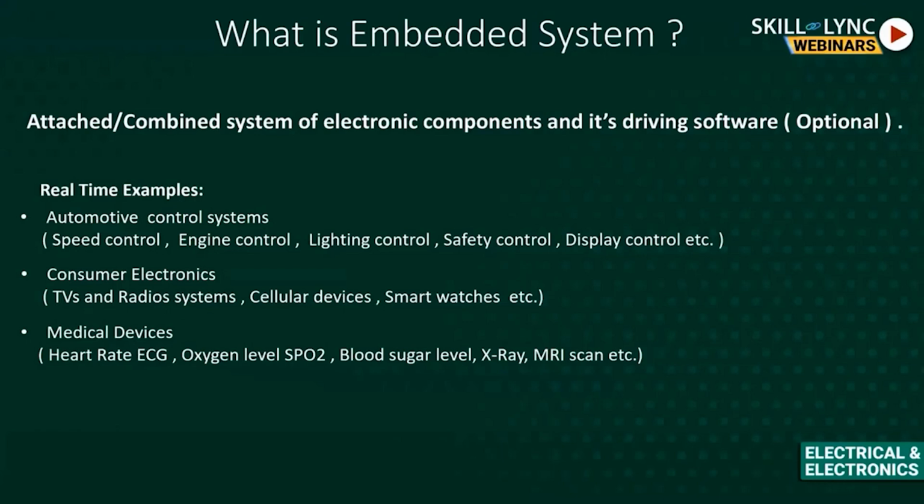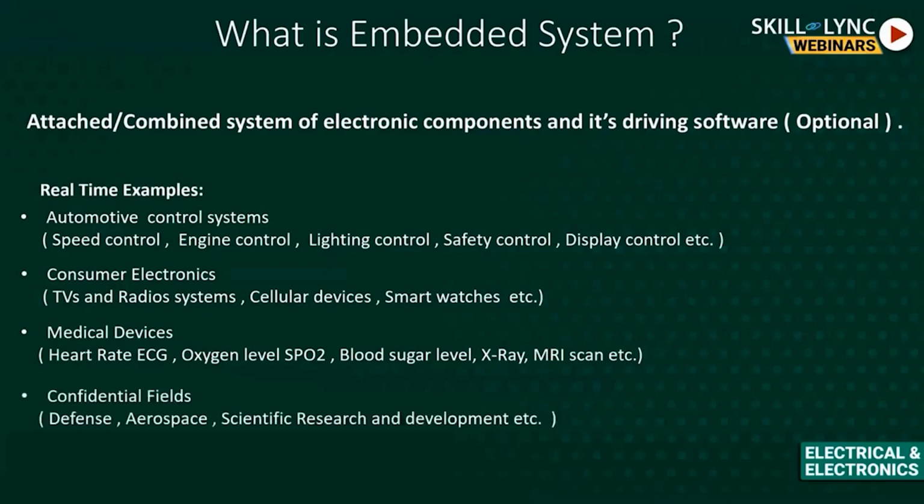And the last would be obviously some confidential fields like defense, aerospace, scientific R&Ds like ISRO, DRDO, NASA, SpaceX, and the other private organizations which work on R&Ds. So yes, to do a lot of R&Ds, we need embedded system, we need electronics, and we need sensing techniques. So this is the brief about embedded systems, and these are the fields where you use them, and these are all familiar fields, and these are all familiar devices, and that's why I put them here. And this is what it is about your embedded systems.